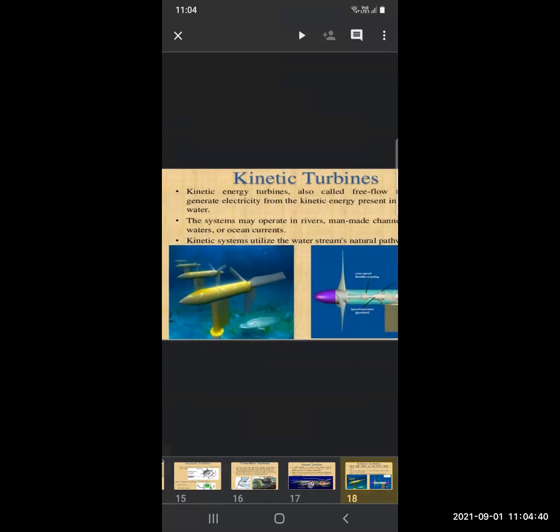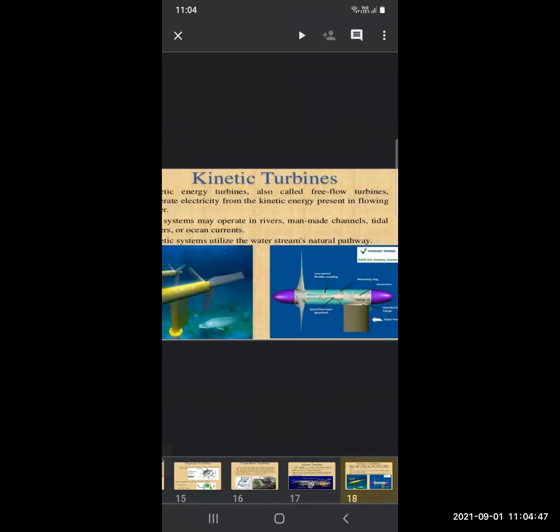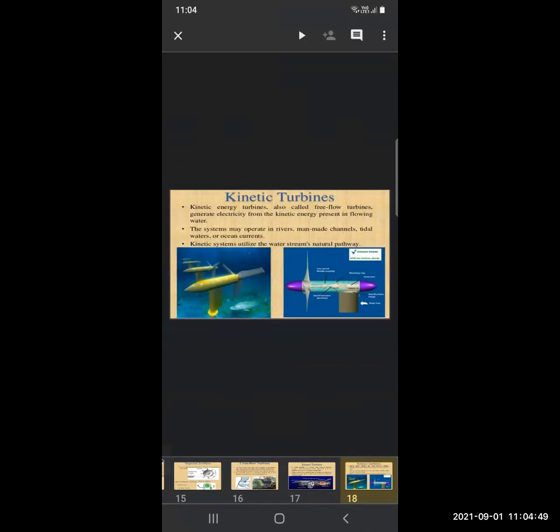Now see the kinetic turbines. Kinetic energy turbines, also called free flow turbines, generate electricity from the kinetic energy present in the flowing water. The systems may operate in rivers, man-made channels, tidal water, or ocean currents. Kinetic systems utilize the water stream's natural pathway.